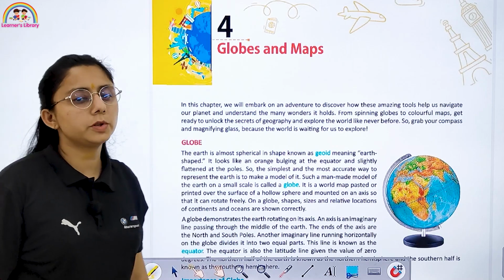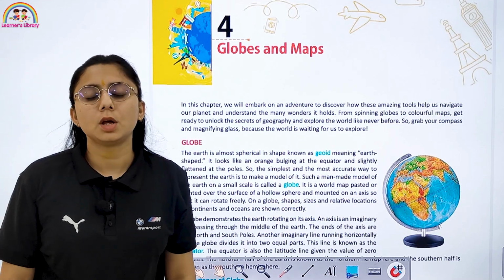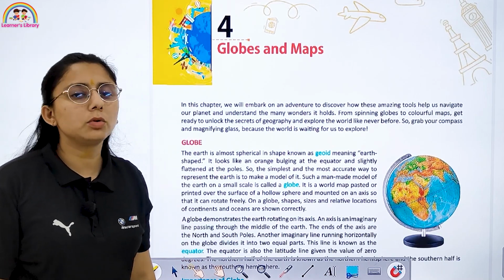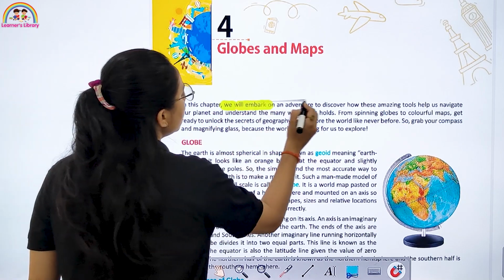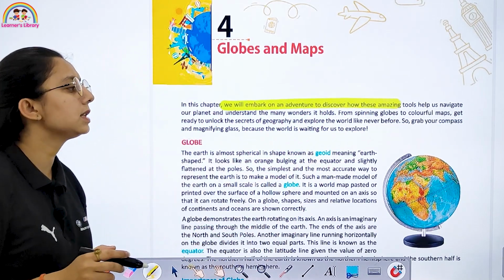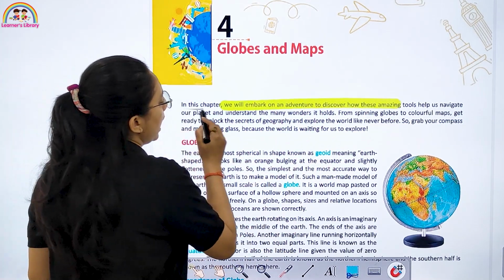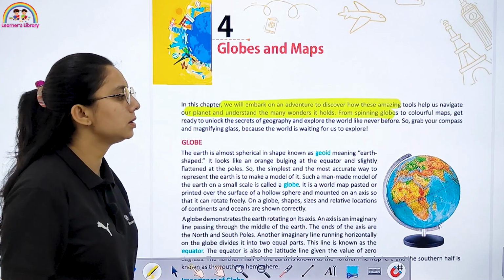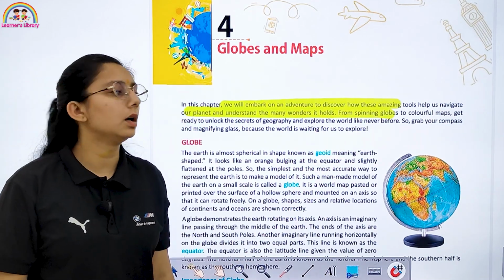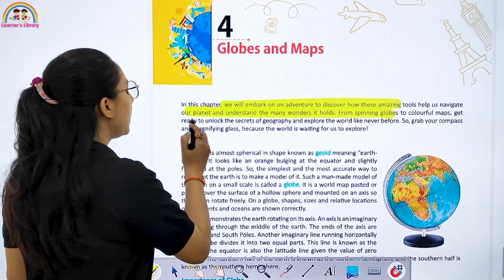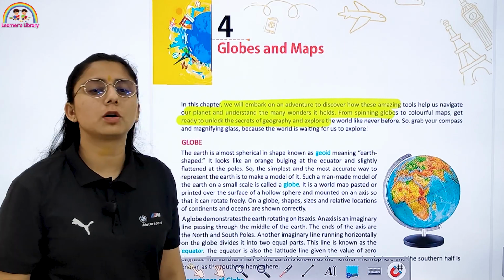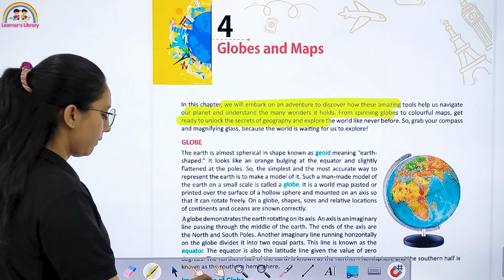Children, today let's start with chapter number 4, Globes and Maps. In this chapter we will study about globes and maps. We will embark on an adventure to discover how these amazing tools help us to navigate our planet and understand its many wonders. From spinning globes to colorful maps, get ready to unlock the secrets of geography and explore like never before.